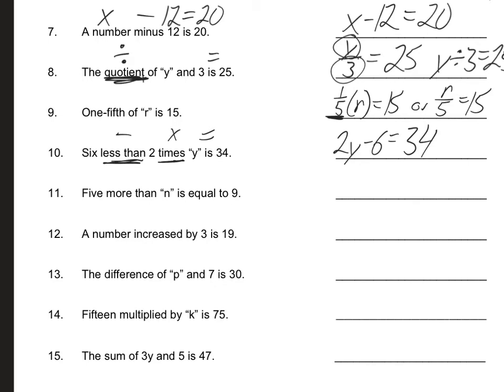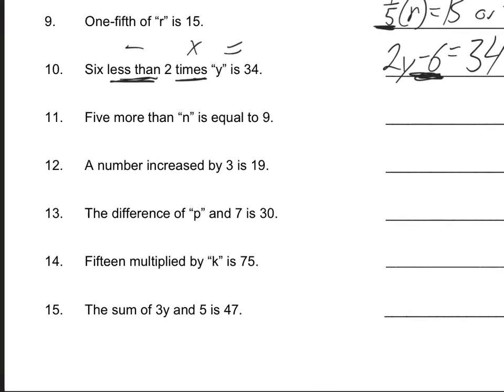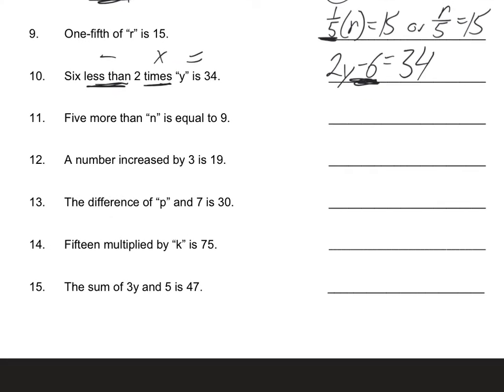Okay, so just looking at this right away, I know 6 less than something. So that means whatever I have, I'm going to have minus 6. So I can go ahead and just put that minus 6 right there. 2 times y, that's just 2y, or you can say 2 parentheses y, or you can do 2 times y. They are all the same thing, is 34. So I got 2y minus 6 equals 34. Go ahead and try the next one.